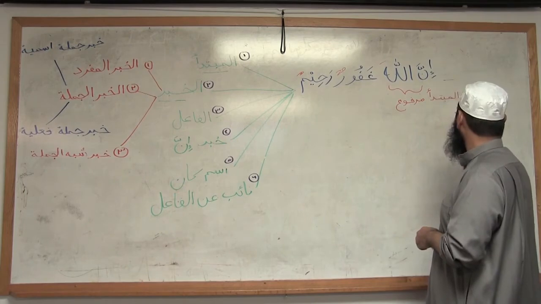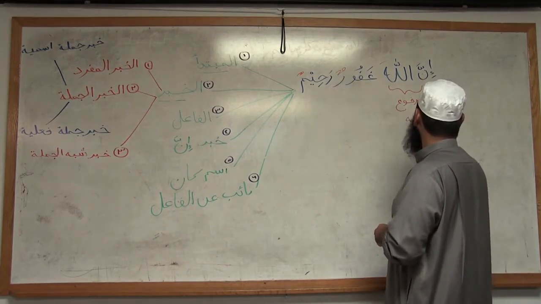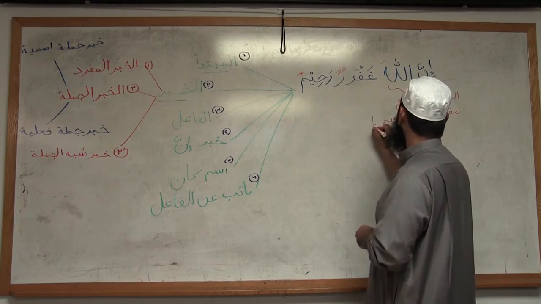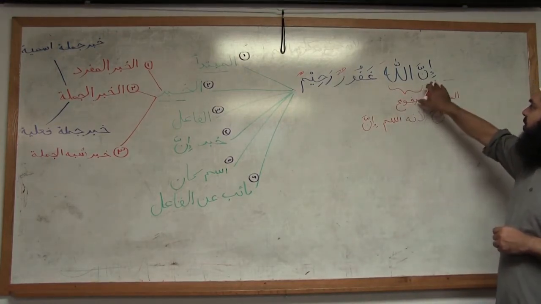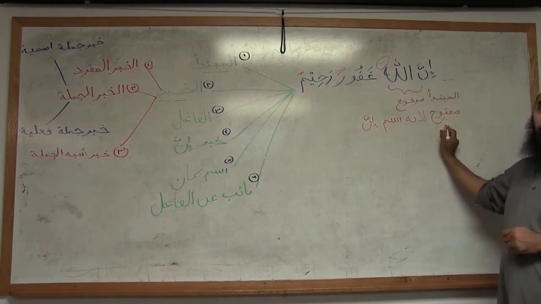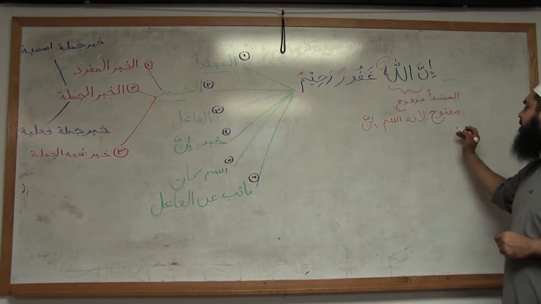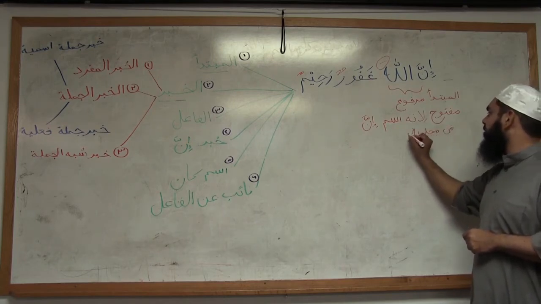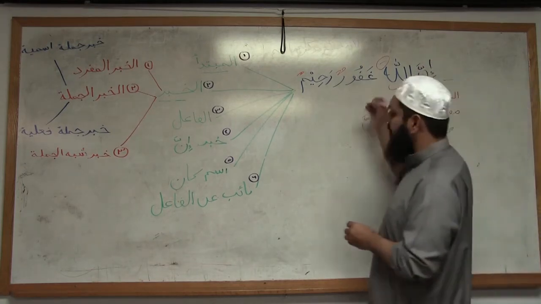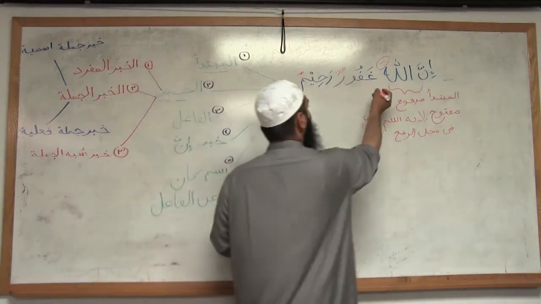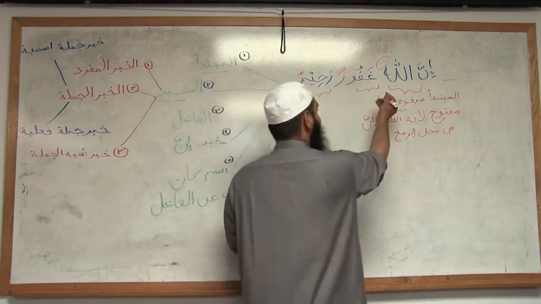It is marfu, but مفتوح لأنه اسم إن. It's because of the فتح. It's because the فتح is there, which means it's مفتوح بالفتحة. Why? Because it's the اسم of إن. But it is في محل الرفع, in the place of being مرفوع, because it's the مبتدا. Now this is your خبر. And this is also your خبر. Although for your advanced students, you could make an argument that this is بدل, but that's a different issue.